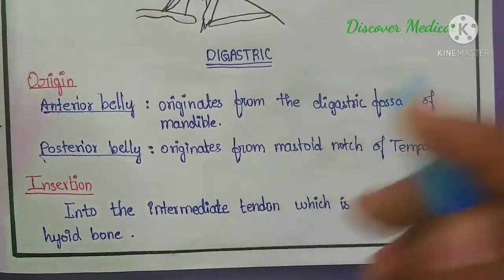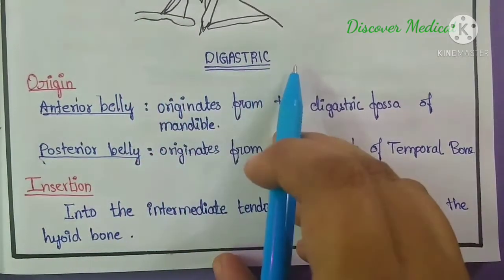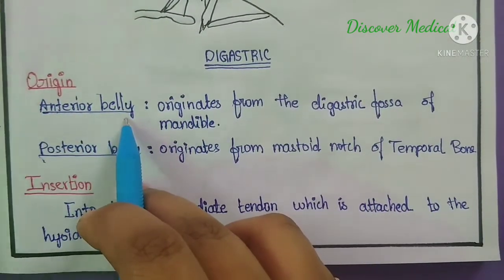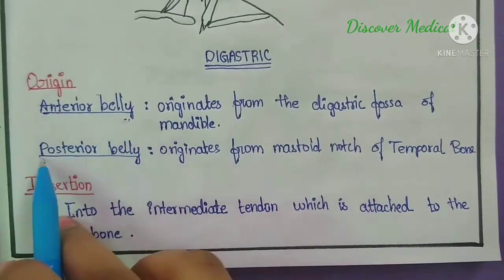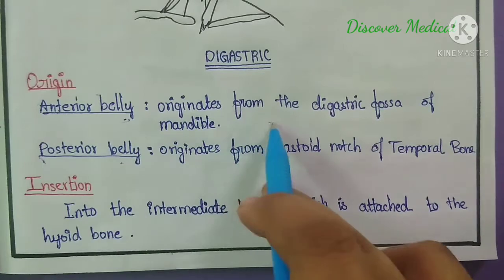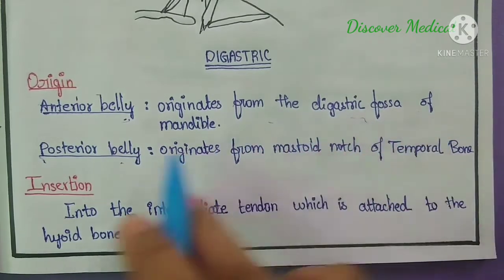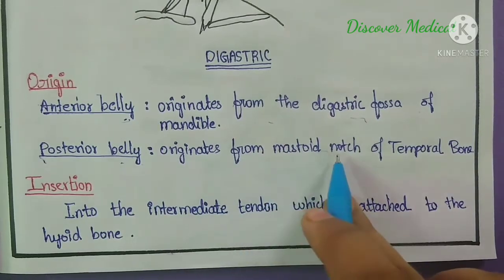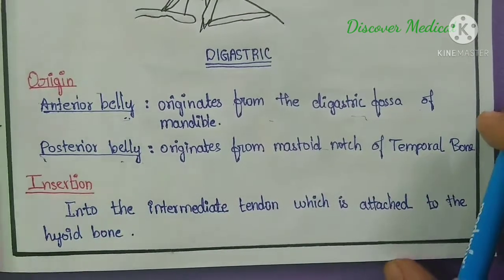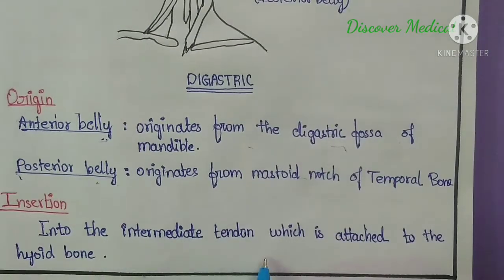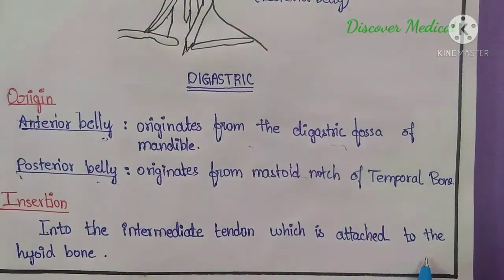Next, now we are going to see digastric. We have two bellies, anterior belly and posterior belly. The anterior belly originates from the digastric fossa of the mandible. The posterior belly originates from the mastoid notch of the temporal bone. Insertion is into the intermediate tendon, which is attached to the hyoid bone.